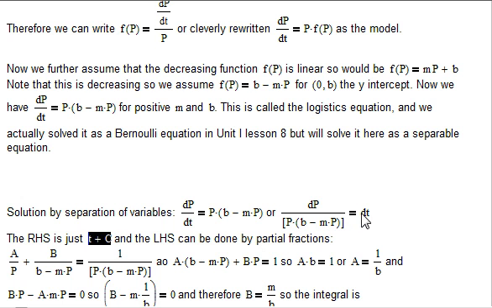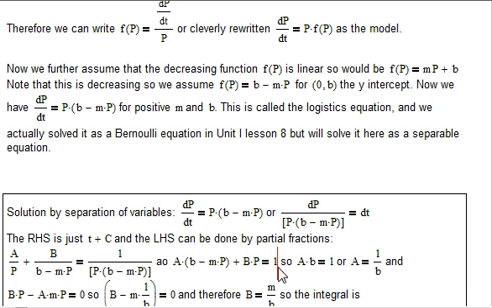The right hand side is just t plus C. That's not a problem. The left hand side we can do by partial fractions. A over P plus B over (b minus mP) equals 1 over P times (b minus mP). So if we multiply by this denominator on both sides, we've got the fact that A times (b minus mP) plus capital B times P is equal to 1.